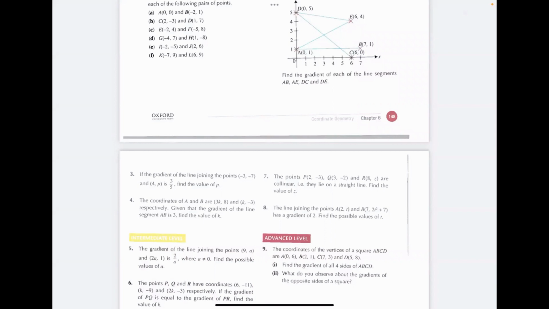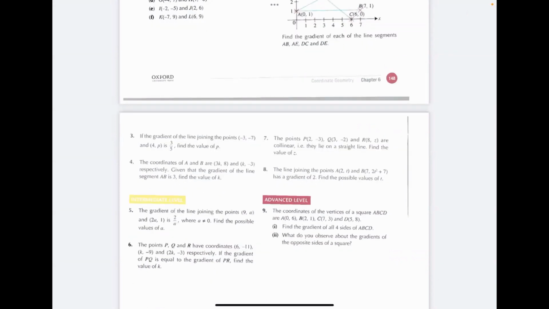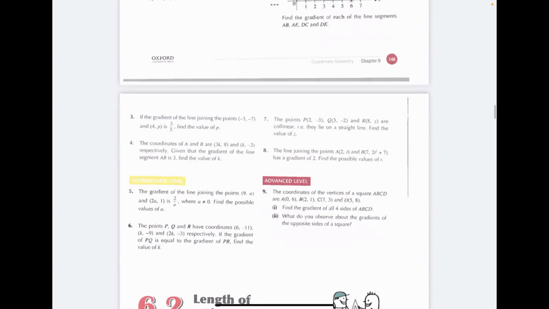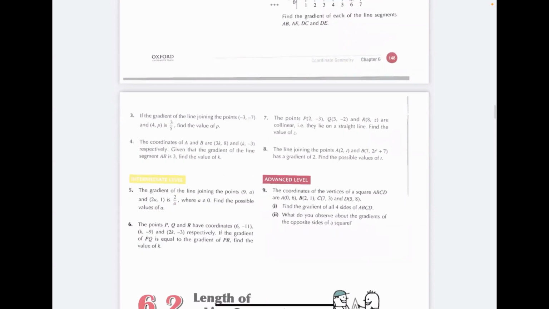Can somebody please take a screenshot? I need to give some homework. The homework is question 4. Only 4.